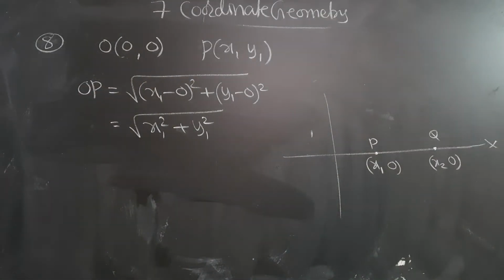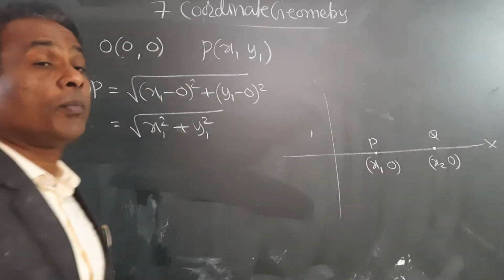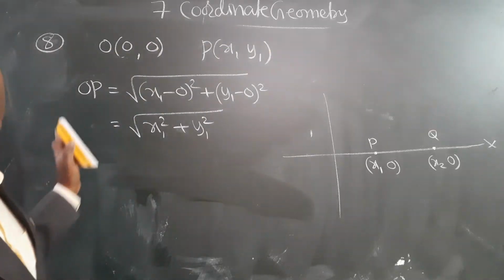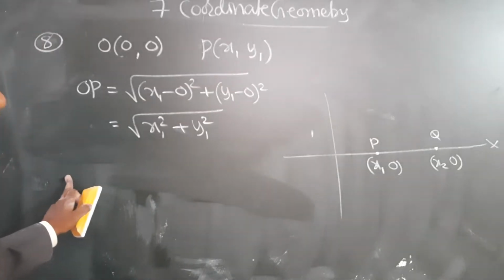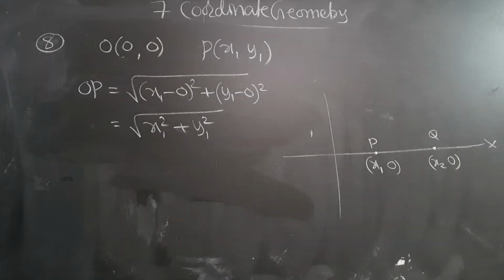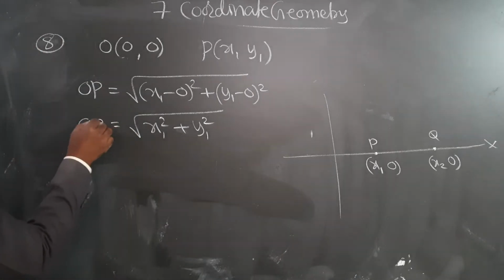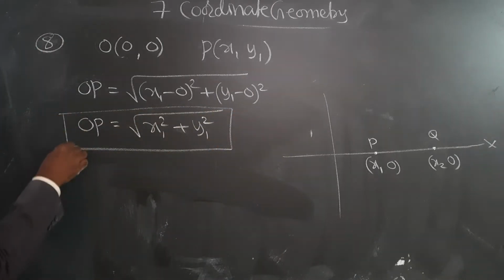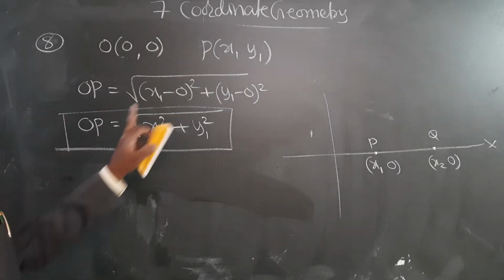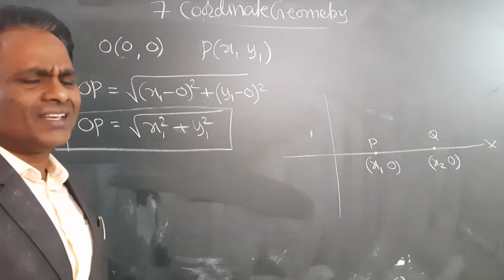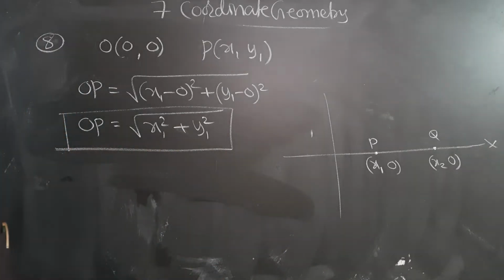Write down: distance of a point P(x1, y1) from the origin is, you can write down this formula directly. No need of writing this. Distance from the origin to any point is, by the distance formula, root of x1 square plus y1 square.